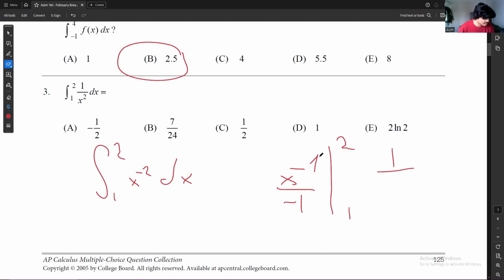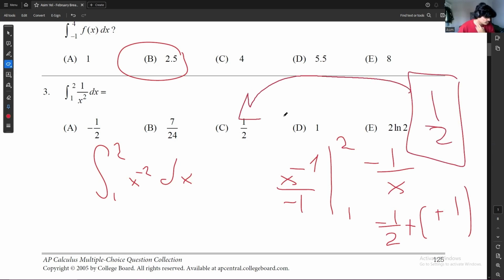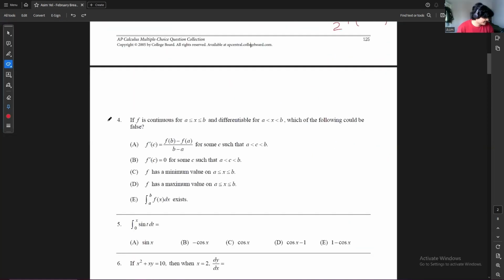x to the negative first power is going to be 1 over x, and we have a negative, so it's going to be this. Actually, this is the actual integrated version. And now let's plug in 2: -1 over 2, minus, okay, and now we're plugging in 1: -1 over 1, which is -1, and this ends up being positive, and then we end up with 1/2. Answer choice C. Question number 4.